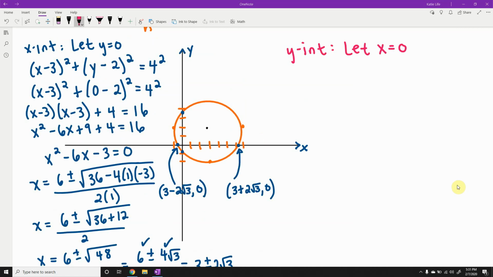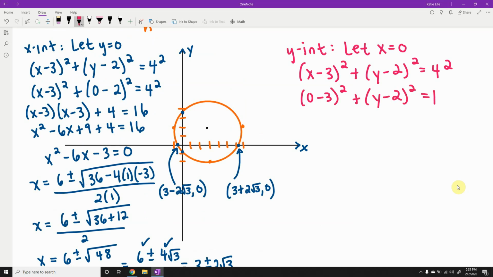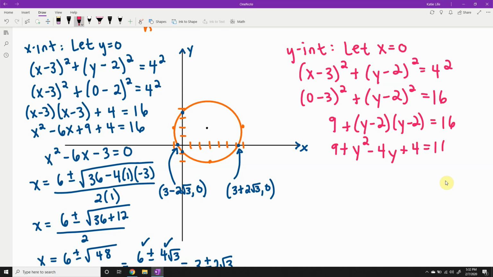Now we're going to do the same song and dance on the flip side, finding the y-intercepts by letting x be 0. So we're going to plug back into our equation of the circle. So we're going to say 0 minus 3 quantity squared plus y minus 2 quantity squared is 16. So 9 plus the quantity y minus 2 times itself is 16. So we've got 9 plus y squared minus 4y plus 4 is 16.